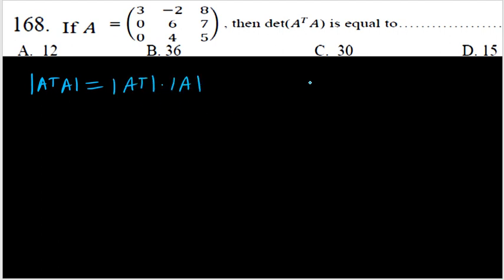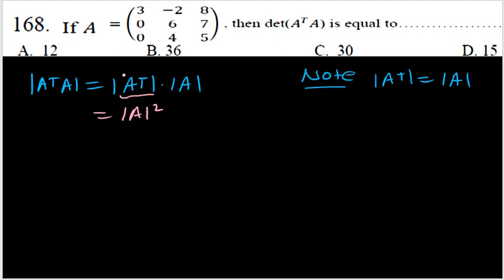We can decompose. And remember, determinant of A transpose is equal to determinant of A. Therefore, this is equal to the determinant of A square. In place of determinant of A transpose, if you write determinant of A, since they are equal, when you multiply it will be squared. So now we can find the determinant of A and then square it.